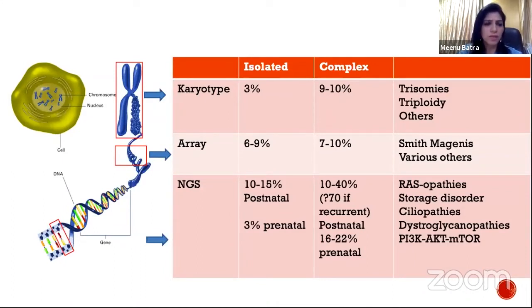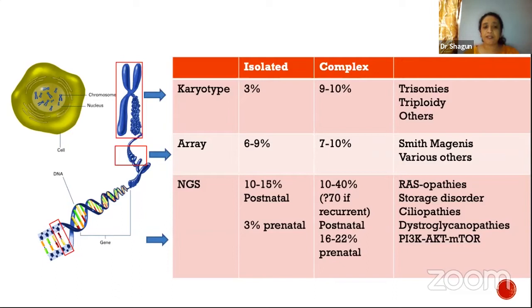Yeah. So actually for isolated, as we have already discussed, you could either do a karyotype or a rapid aneuploidy test to pick up the karyotypic abnormality. Array would give you an additional 6 to 9% yield. So definitely array is the test of choice along with rapid aneuploidy testing.